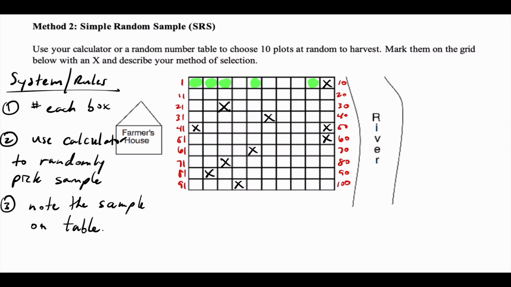1, 2, 3, 4, 5. And I keep going that way till I get 10. Is that a proper way of doing it? No, why not? Yeah, exactly. Anything from 11 to 100 has no chance of being chosen. That's not a simple random sample.